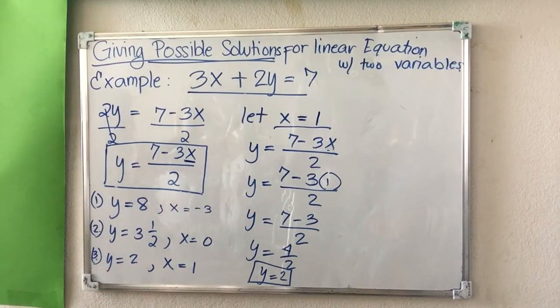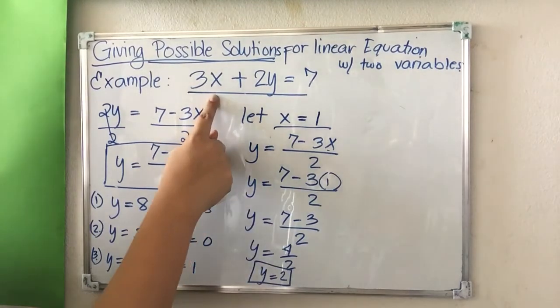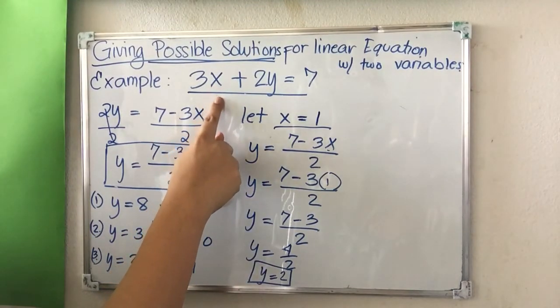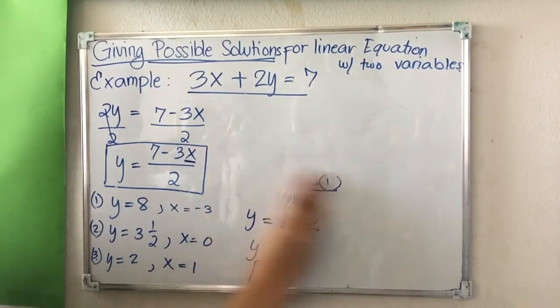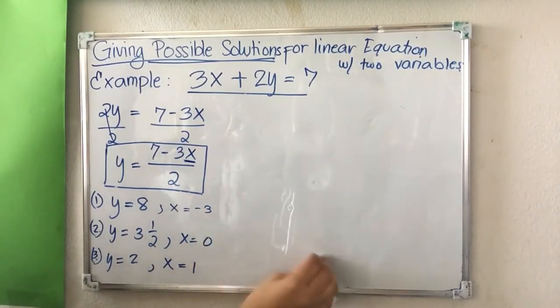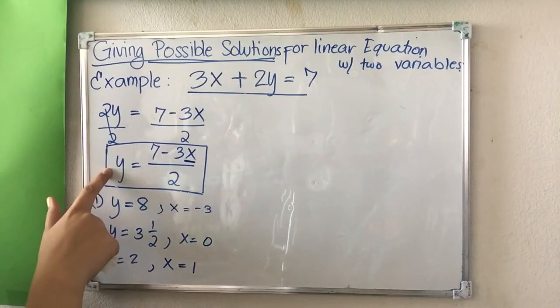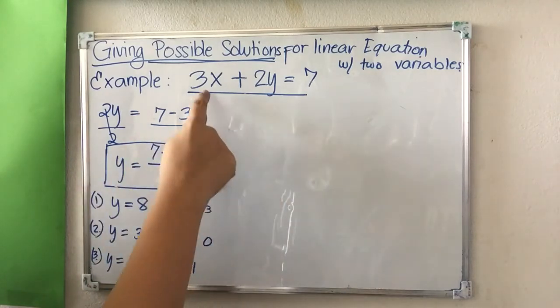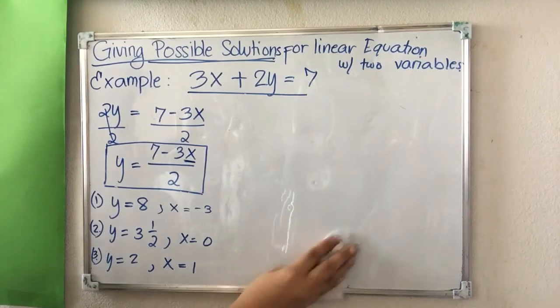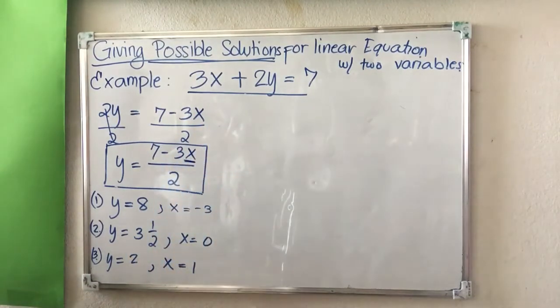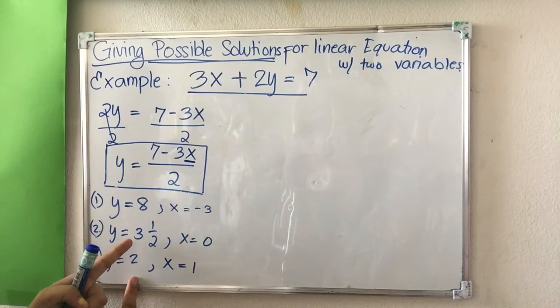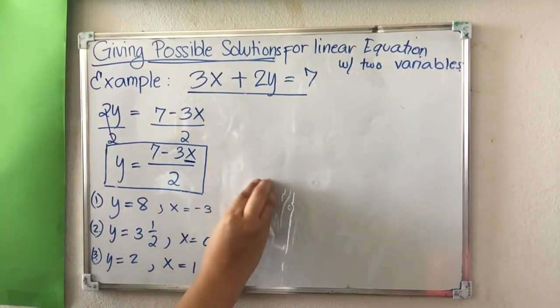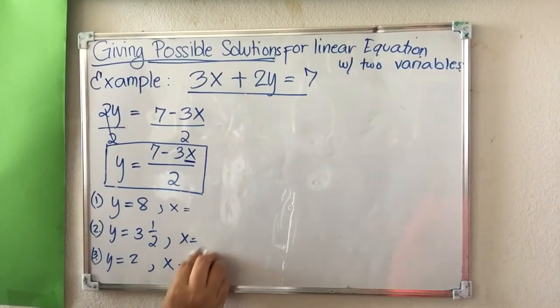Alright, very good. So how about another example? Now this time we will use the x. Here we used the equation with y, right? So now this time we will use x. Now remember, we are going to use 8, 3 and a half, and 2. Let's see if this one is correct.